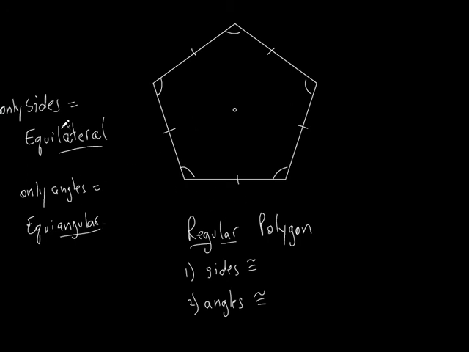But right now, if just the sides were equal, it would be equilateral. If only the angles were equal, it would be equiangular. If both of those things were true, then we would call it a regular polygon. Everybody good with that? All right.